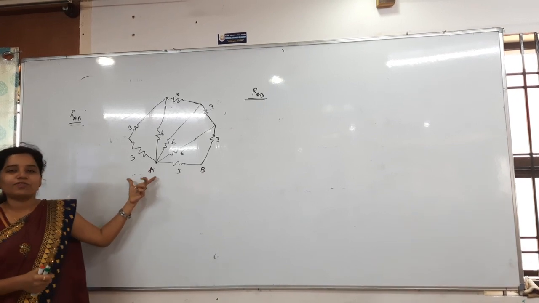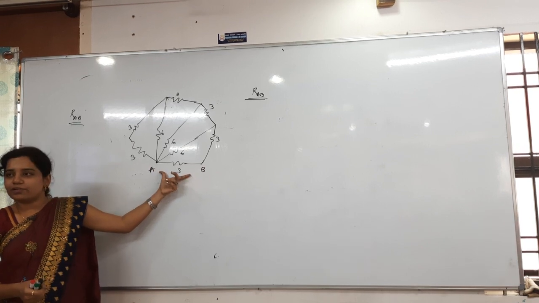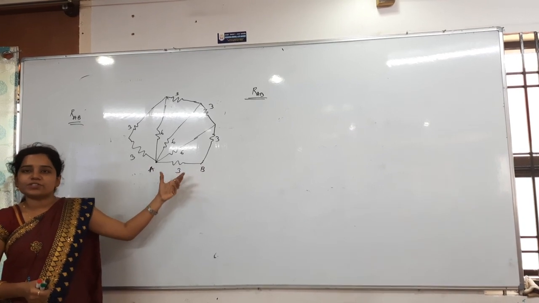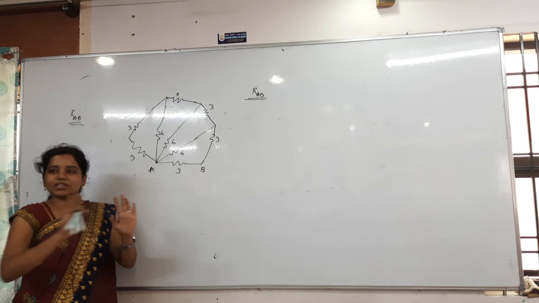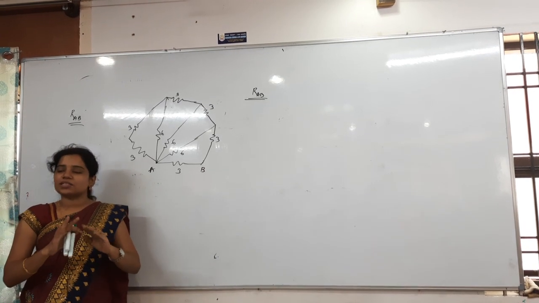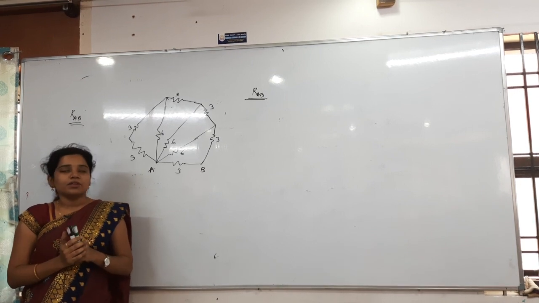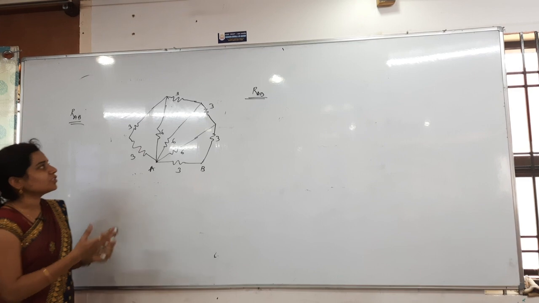So I said to find out RAB. Listen here. To find out the RAB, first of all you have to keep it as it is. You should not touch it. RAB is nothing but the resistor between A and B, which you keep as it is. And then you have to minimize the circuit. Minimize the circuit, nothing but where is the possibility?